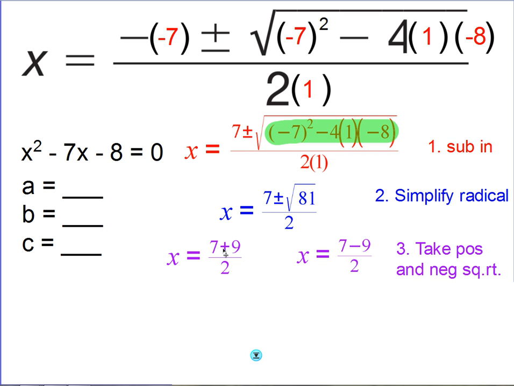So I'm bringing down 7 plus and 2 and 7 minus and 2 and the plus 9 root and the minus 9 root. Then, lastly, I'm just going to simplify what I have left. So 7 plus 9 is 16. Bring down the divide by 2. 7 minus 9 is negative 2. Divide by 2. And x equals 8 and x equals negative 1. And those are my two solutions.